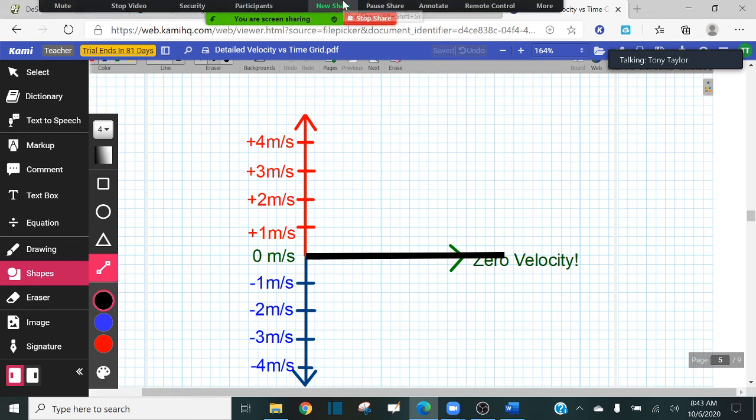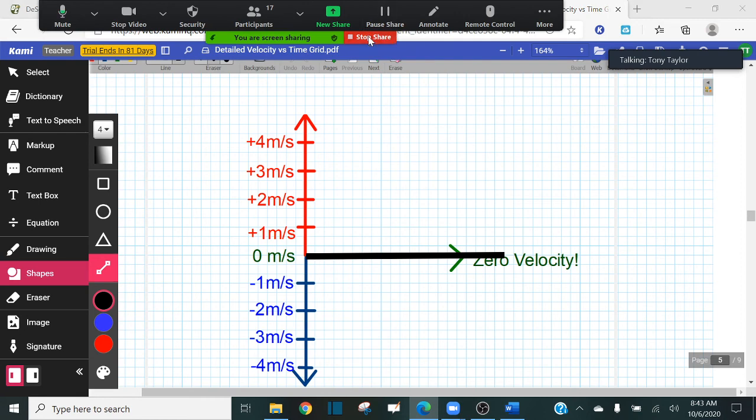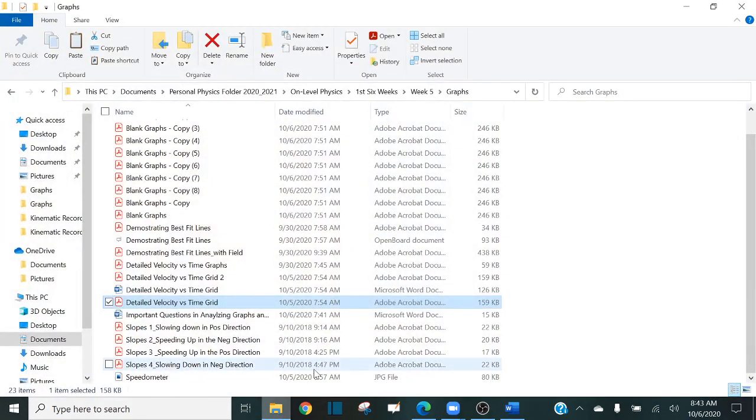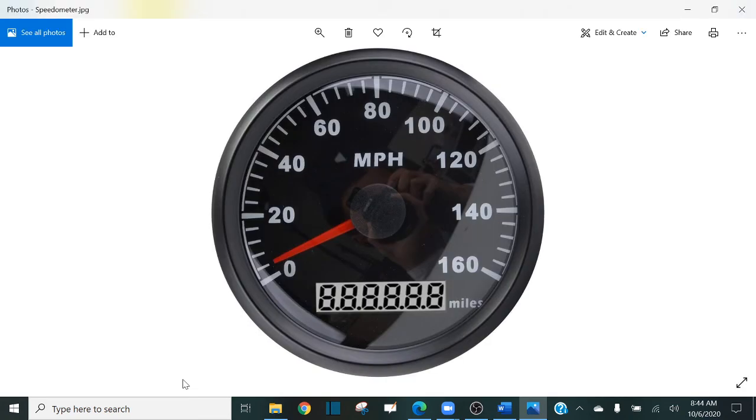Okay. Now, one more thing that I want to say, guys, before we close out this class. Here's a really easy way for you guys to remember speeding up or slowing down on a velocity versus time graph. So remember what I said. A trend that's going further away from zero always means speeding up. A trend getting closer to zero always means slowing down.